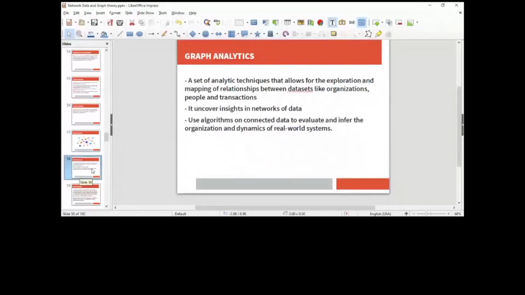So analytics. Graph analytics is a set of analytic techniques that allow the exploration of relationships between data sets like organizations, people, and transactions. So you use it to uncover insights in networks of data. You use algorithms, all these algorithms I mentioned, to connect and infer the organization and dynamics of real-world systems.